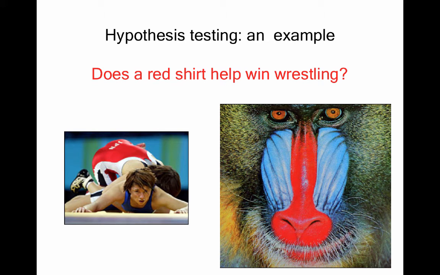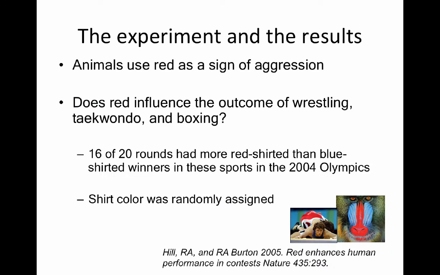Okay, let's use an example, and this will be much easier to explain. In this example, we are going to be discussing the color of shirts that people were wearing in wrestling bouts. And we're asking the question, does a red shirt help you win when wrestling? There is an idea in nature that red is a sign of aggression. Some animals have the red color and have the aggression, and some animals just have the red color. They're kind of faking it out. So it's interesting to see if this plays out in things like matches such as wrestling, taekwondo, and boxing.